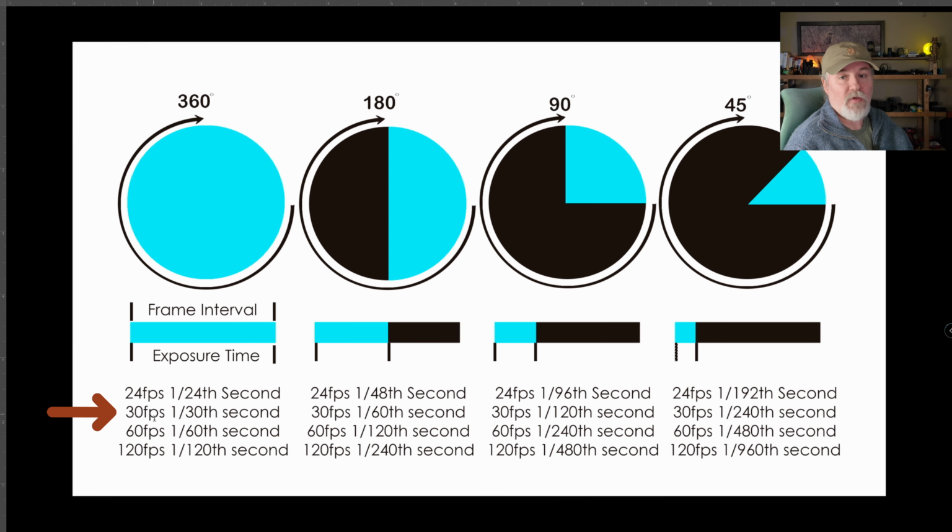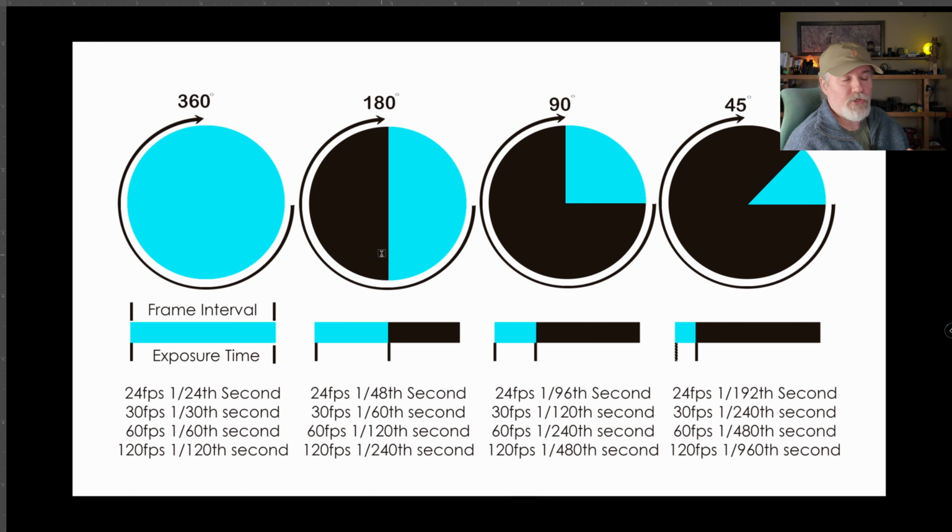So 30 frames per second is going to be 1/30th of a second, 60 frames per second is going to be 1/60th of a second, and 120 frames per second is going to be 1/120th of a second. So as you increase the frame rate, the film is moving faster and can only be exposed for a shorter amount of time as it's spinning.